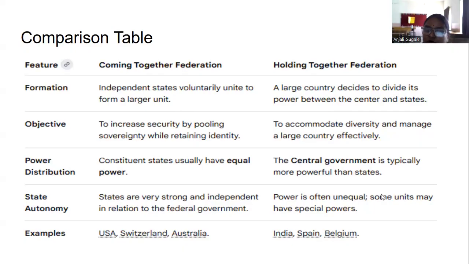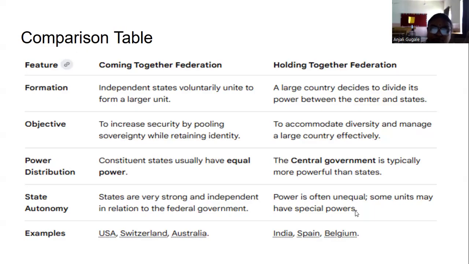Now we move on to the next point: state autonomy. States are very strong and independent in relation to the federal government. It is not that they all have to follow everything the central government says, as they are strong and independent. They retain their sovereignty and their identity. Whereas in a holding together federation like India and Belgium, power is often unequal and some units may have special powers, as I explained earlier.